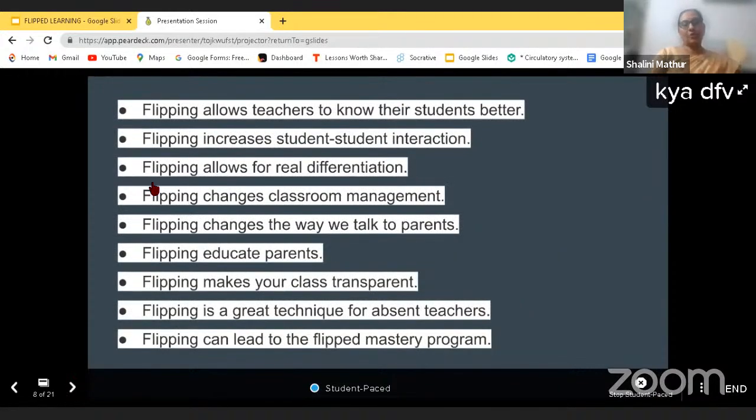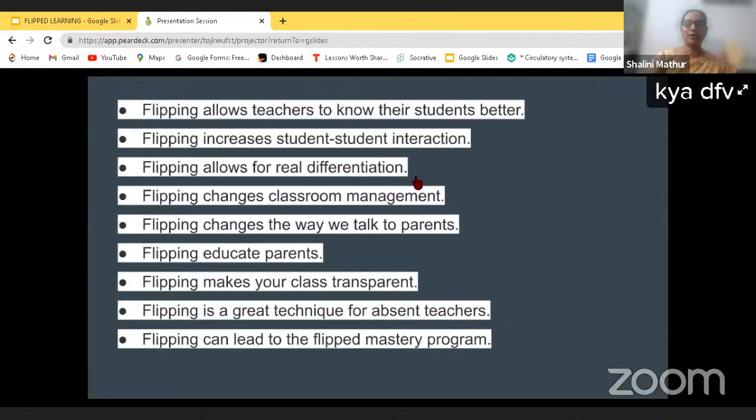Now, flipping allows teachers to know, then I will come to here, flipping allows real differentiation. When it comes to flipping, that means when you have already allotted the work and introduced the topic, then you get enough time to differentiate between the students. Differentiation doesn't mean judgment. There's no relation between differentiation and judgment.